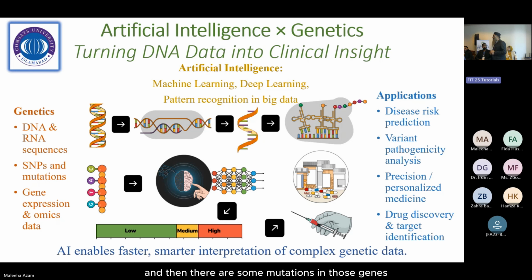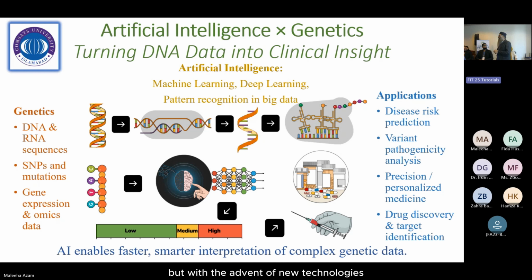And when there are some mutations in those genes, those mutations are also translated in the proteins, and there are some amino acid changes that then affect the whole structure of the proteins. So if we combine this data, if you look in the past, it took more than 15 years, 15 to 20 years to sequence the whole genome.